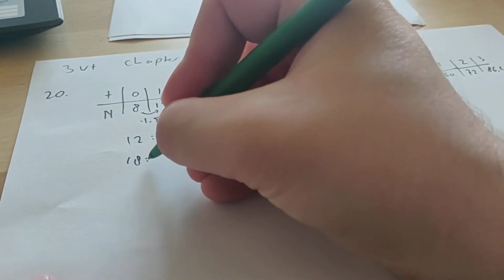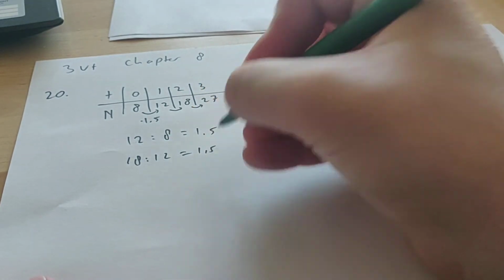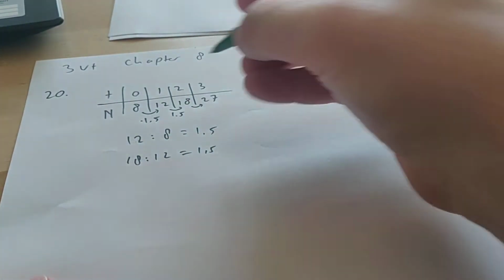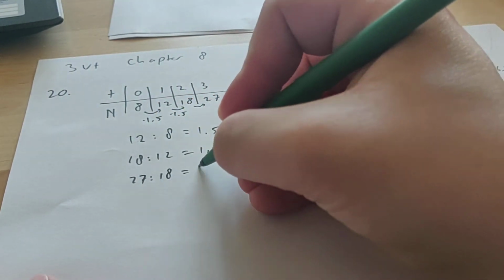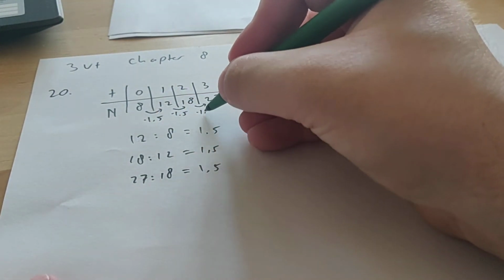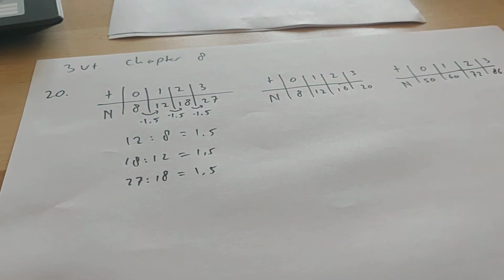So here we do 18 divided by 12 is 1.5. So this is 1.5. And if you do 27 divided by 18, you also get 1.5. So here also times 1.5. So this table has exponential growth.